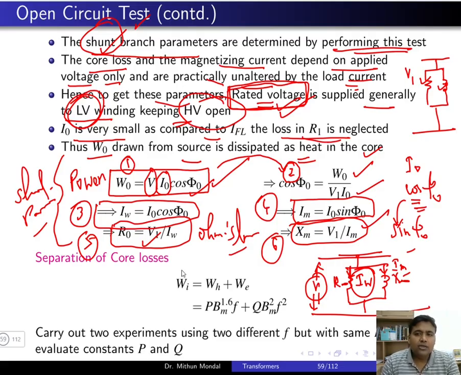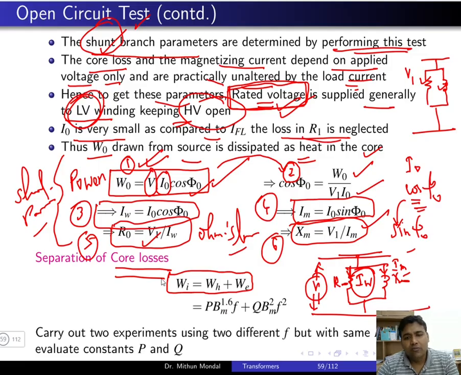Now obviously you know that core loss will be the summation of the hysteresis loss and the eddy current loss. So here we have tried to find the core loss. So this W naught will give you the core loss. Then we can segregate the hysteresis loss and the eddy current loss, as the total input power under the no load condition will be the sum of the hysteresis loss plus eddy current loss. And you know that the hysteresis loss and eddy current loss can be written in terms of an empirical formula, where we have two constants P and Q.